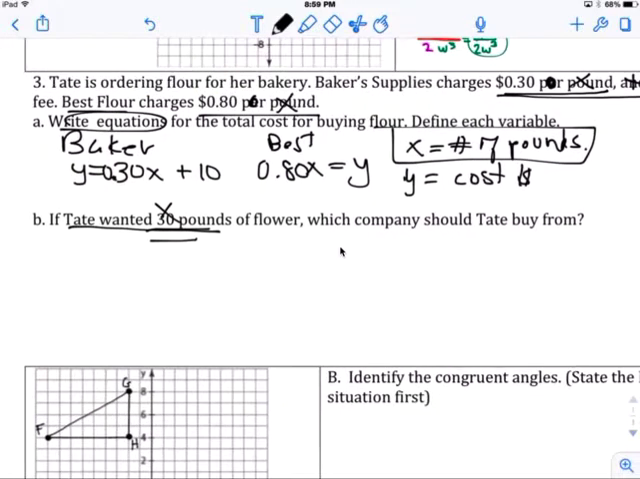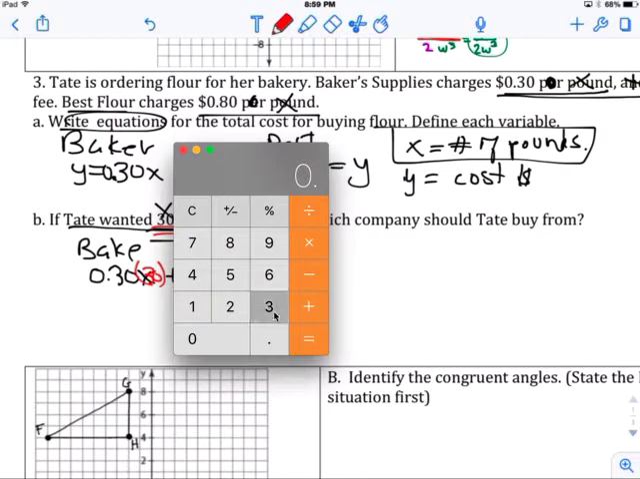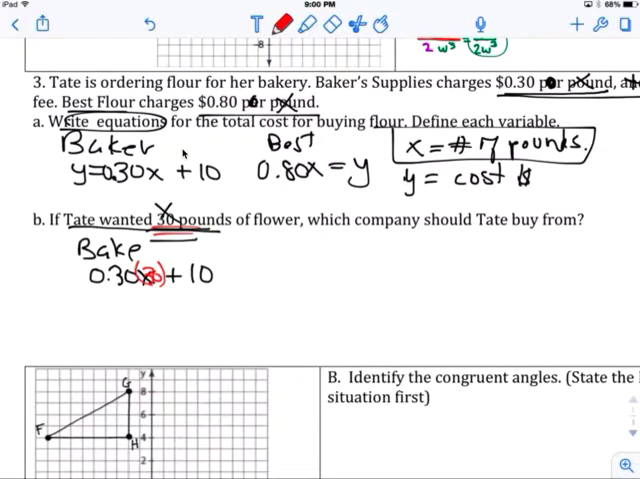Okay, let's look at Baker's. Baker's charges 30 cents per pound plus the $10 delivery fee. So let's see how much Baker's is going to charge. You want 30 pounds, so x is 30. Put 30 there. I believe it's $9, 30 cents times 30, $9. So 9 plus the $10 delivery fee, Baker's is going to charge you $19 for 30 pounds of flour.